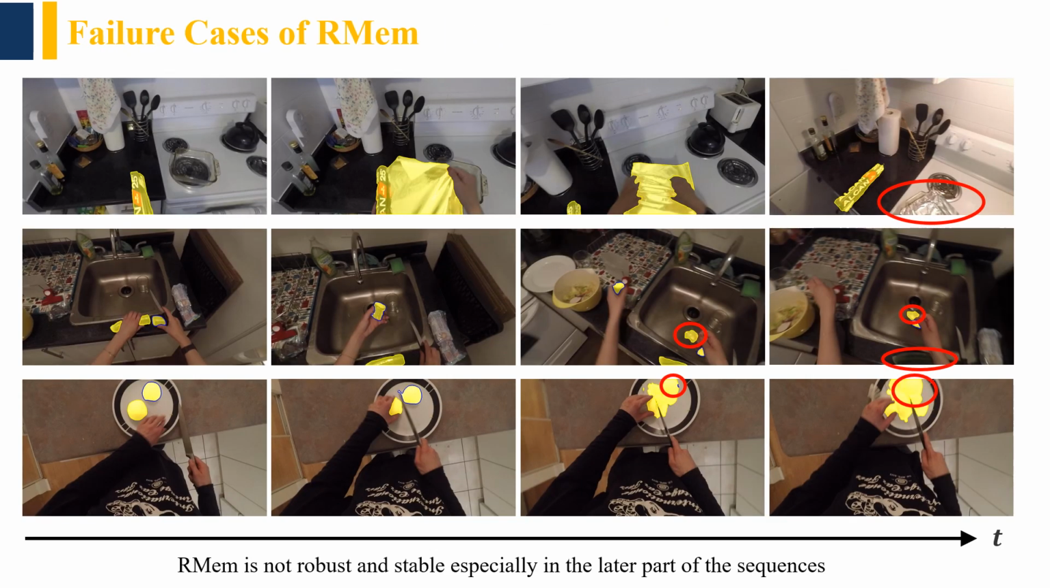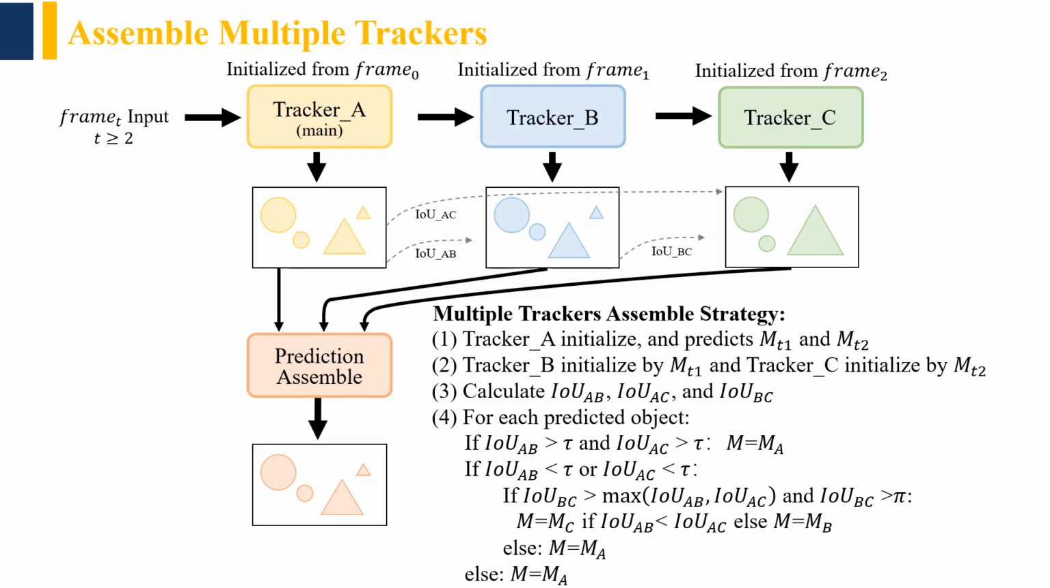We further visualize and analyze the failure cases of our MEM. We observe that the results predicted by our MEM are not robust and stable, especially in the later part of the sequences. The tracker sometimes cannot recognize the target object or incorrectly segments the objects with different IDs. To enhance the robustness and stability of our MEM, we propose a multiple trackers ensemble strategy.